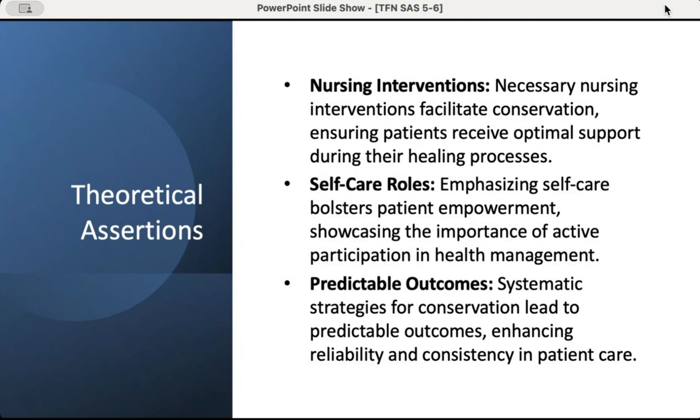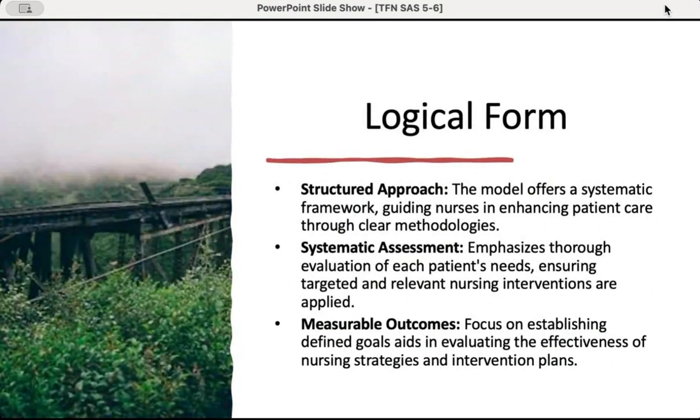Very important as well that we consider the predictable outcomes of the theoretical assertion, which is that systematic strategies for conservation lead to predictable outcomes, enhancing reliability and consistency in patient care. For logical form, we have a structured approach: the model offers a systematic framework guiding nurses in enhancing patient care through clear methodologies. So what we are doing to our patient has a structured approach. It's very important that according to her model, this particular framework has a certain procedure that we have to do in sequence in order for us to provide care in a logical way.